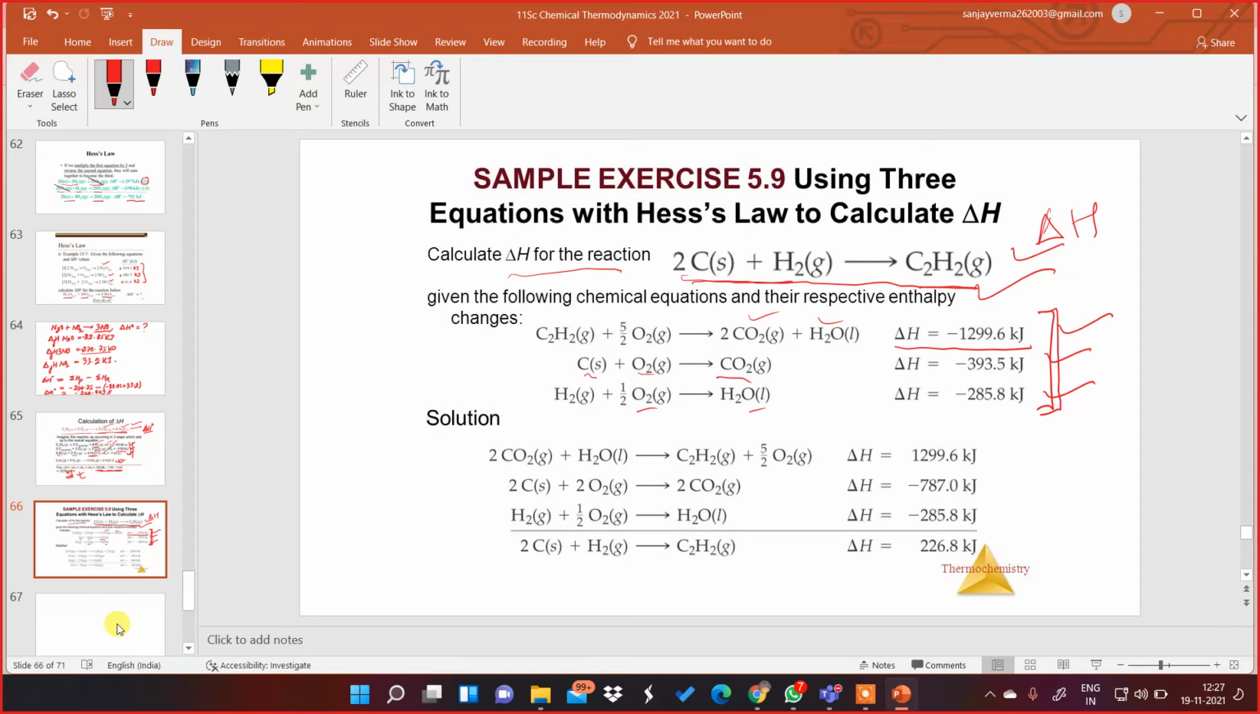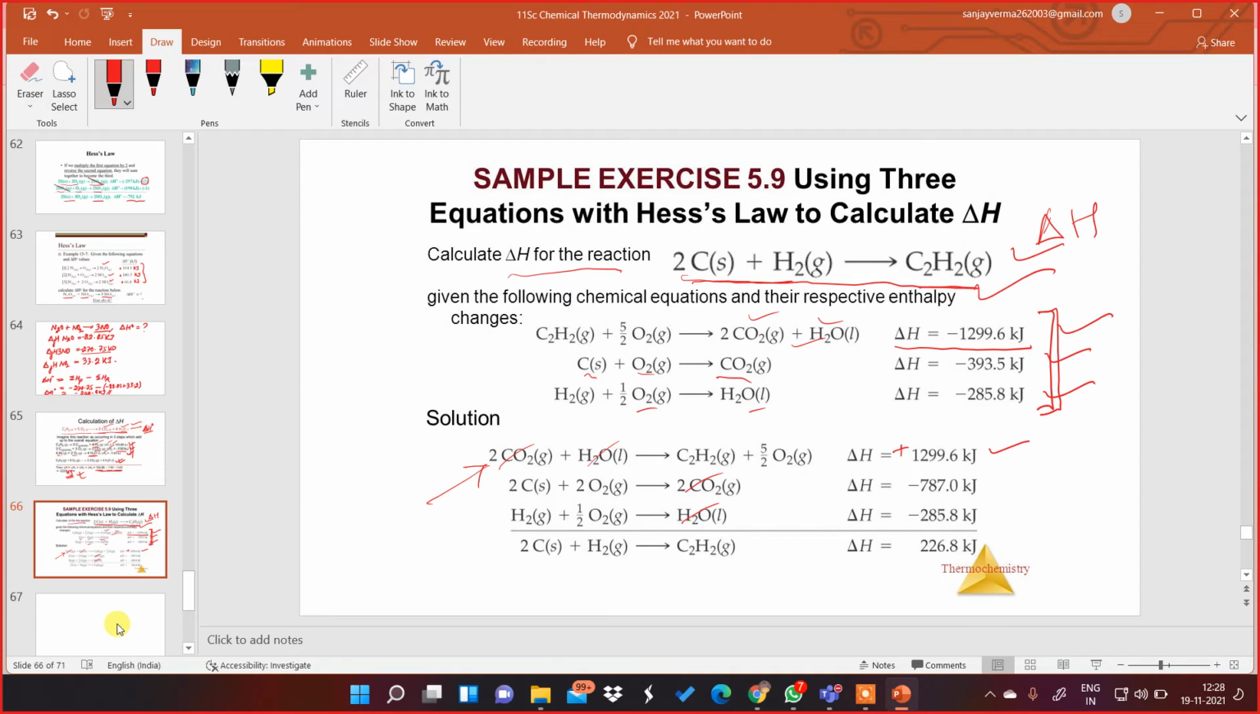You see, the first equation has been reversed. Watch carefully. If it is reversed, the negative sign goes away, it becomes positive, plus 1299.6 kilojoules. After that, the second equation remains as it is. The third equation remains as it is. And then the equations are added. Carbon is 2. Others will cancel. This water will cancel. Carbon dioxide will cancel.